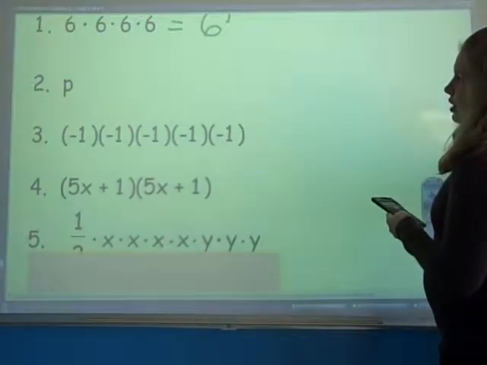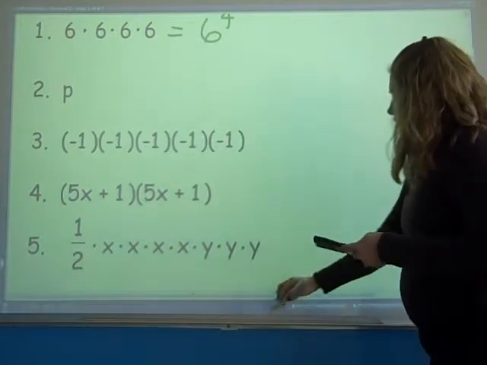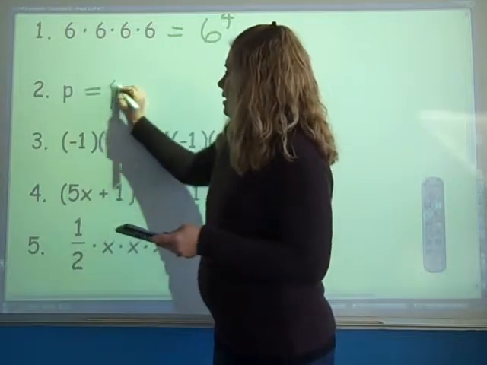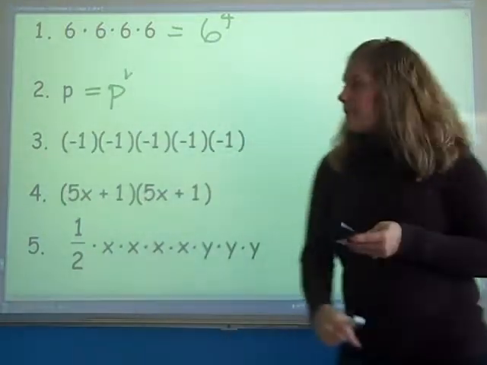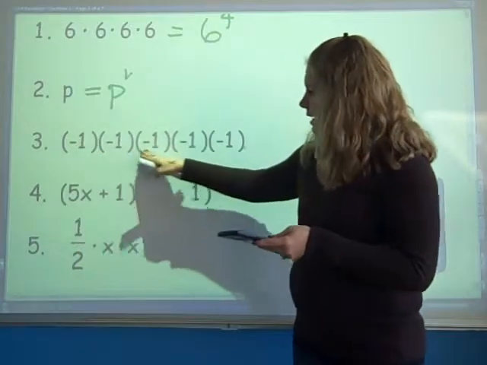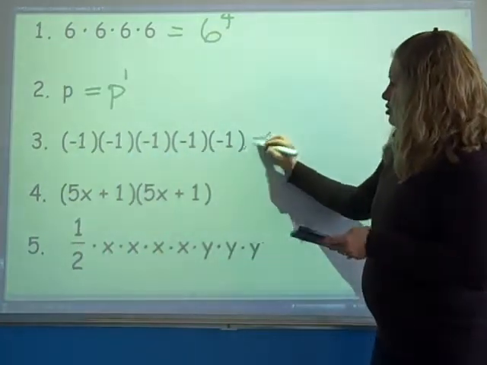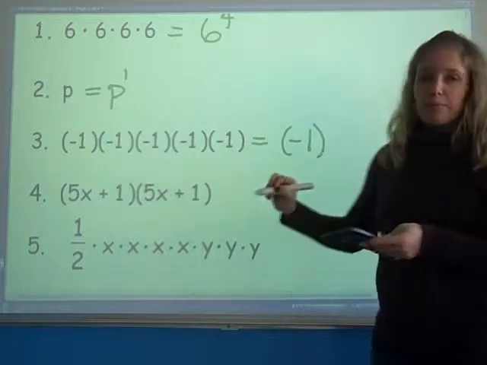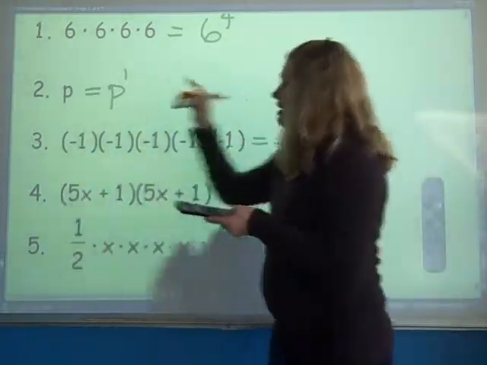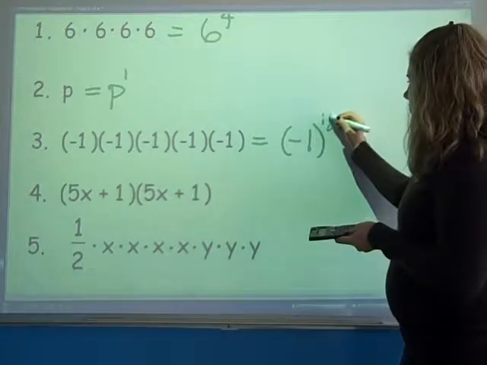All right, let's look at a little bit harder ones. P, there's no p's being multiplied with it, so this is just p to the 1st power. You have 1 p there. Here, the thing that's being constantly multiplied is -1. So you write -1, and yes, we put it in parentheses because we're taking that whole thing. 1, 2, 3, 4, 5 times, so to the 5th power.